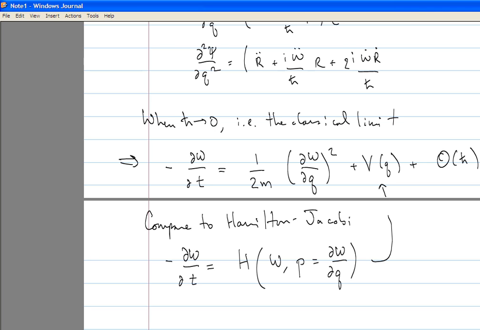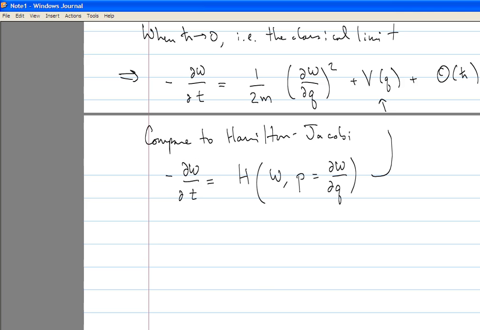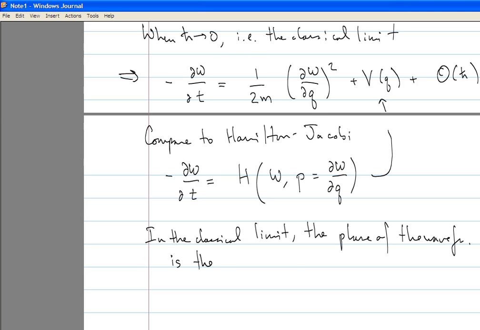So what have we seen? In the classical limit, Schrodinger's equation, when you divide the wave function into a modulus and a phase part, just reduces to the Hamilton-Jacobi equation. So in the classical limit, the phase of the wave function is the classical action of the system.